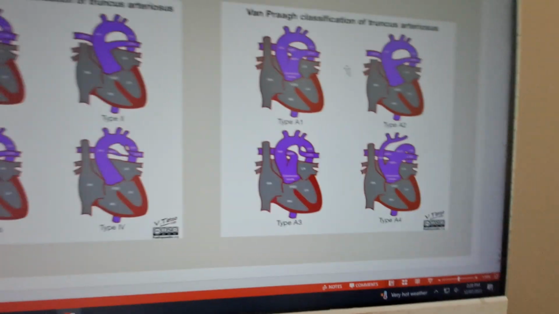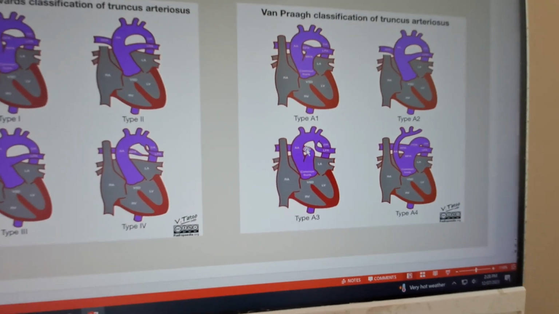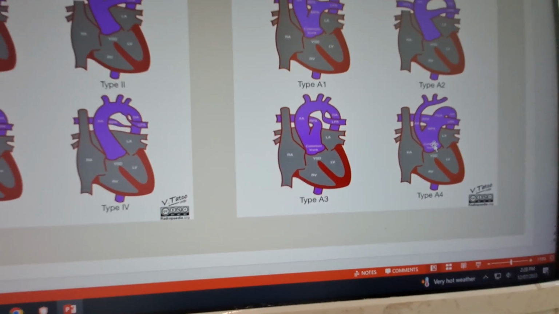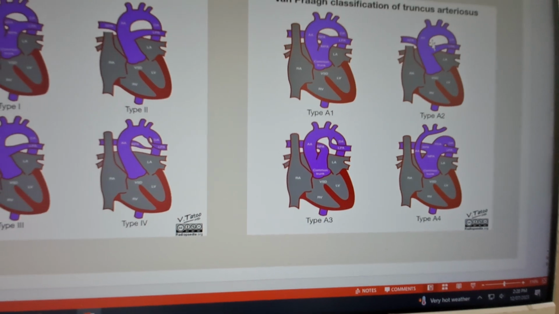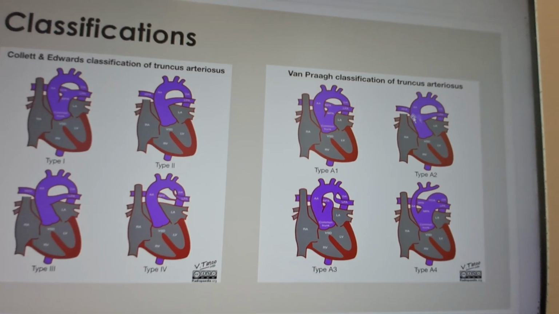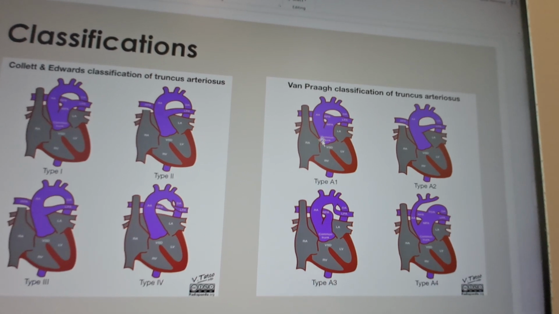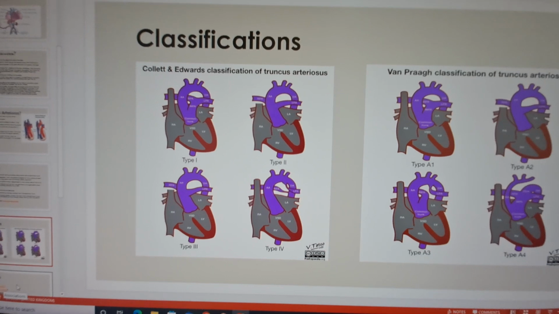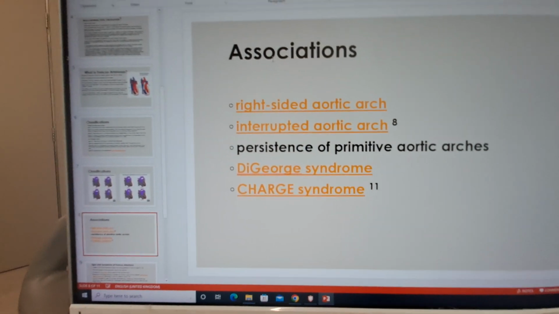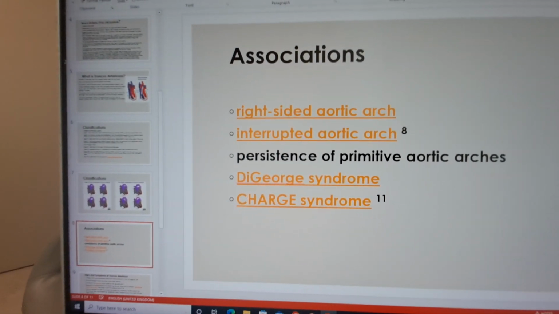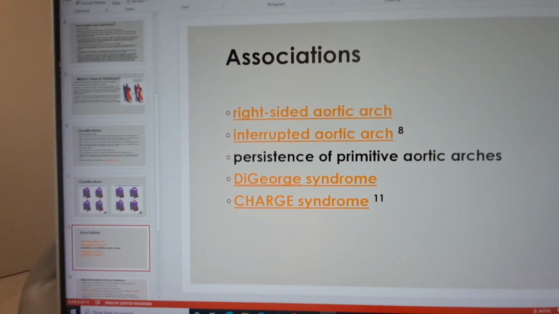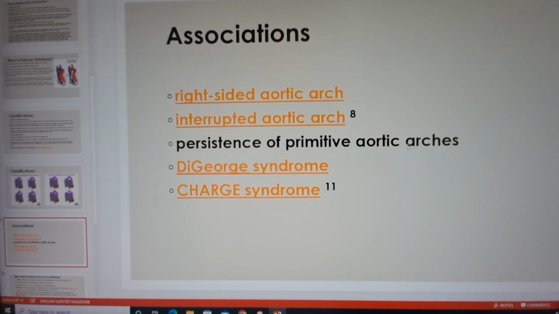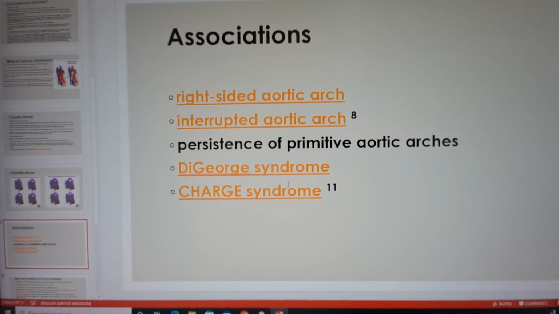There are also differences in the arch, like some turning toward the right side, some giving very early branches of the aorta from the neck, and some with early or late bifurcations of the pulmonary arteries. This is just classification, but the problem of the main trunk is the same. The condition is associated with right-sided aortic arch, interrupted aortic arch, persistent primitive aortic arch, DiGeorge syndrome and CHARGE syndrome.